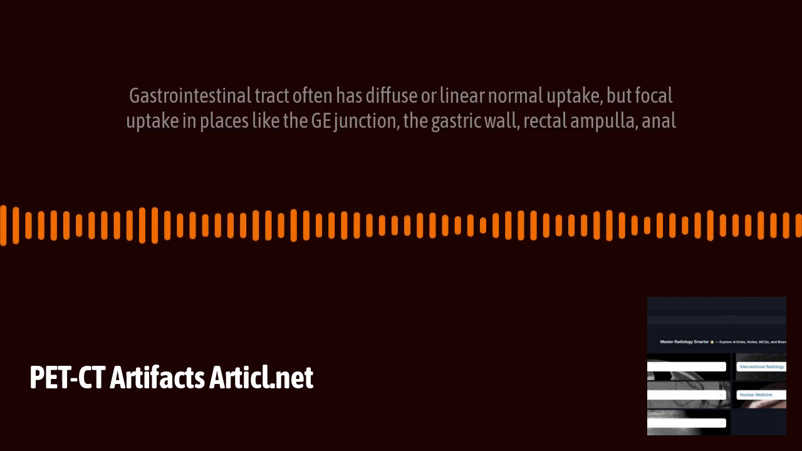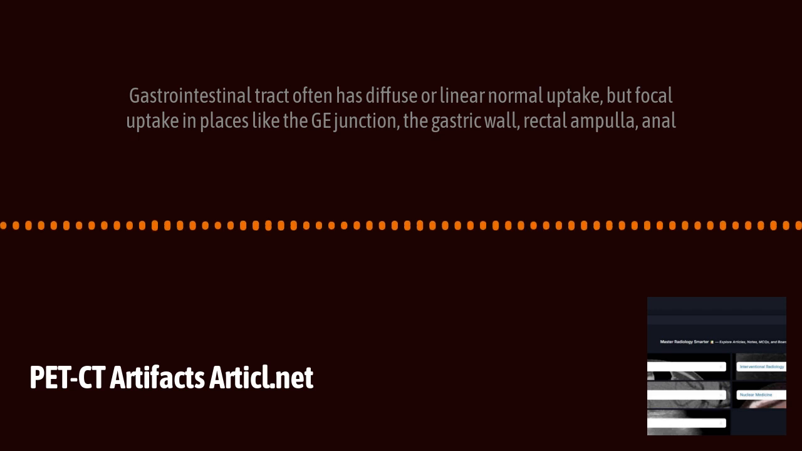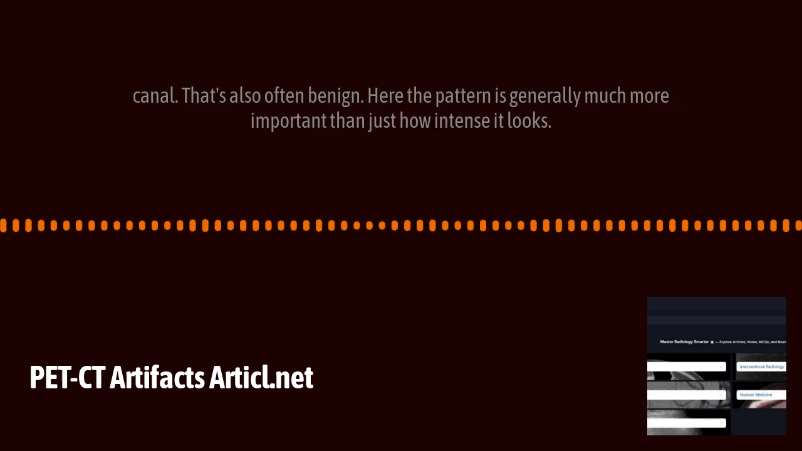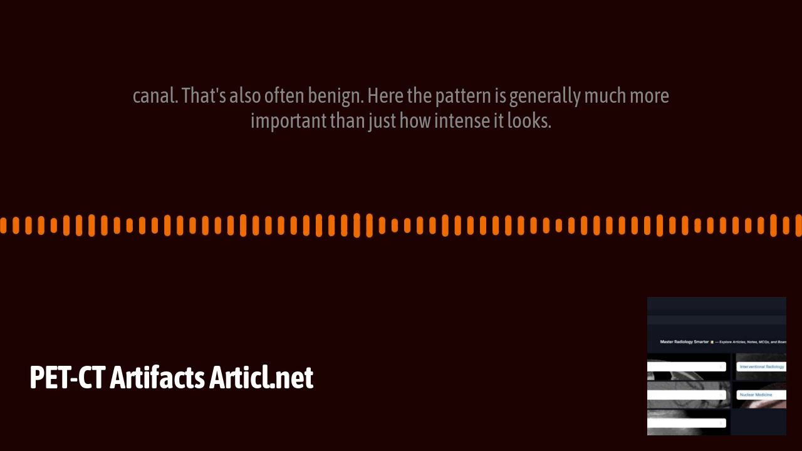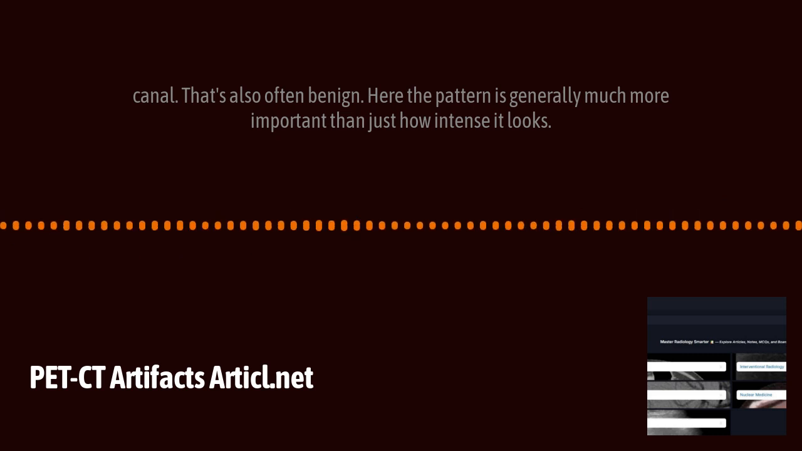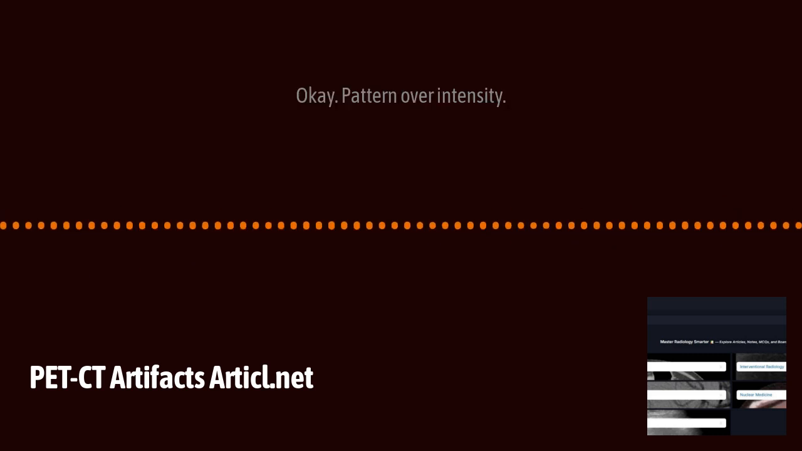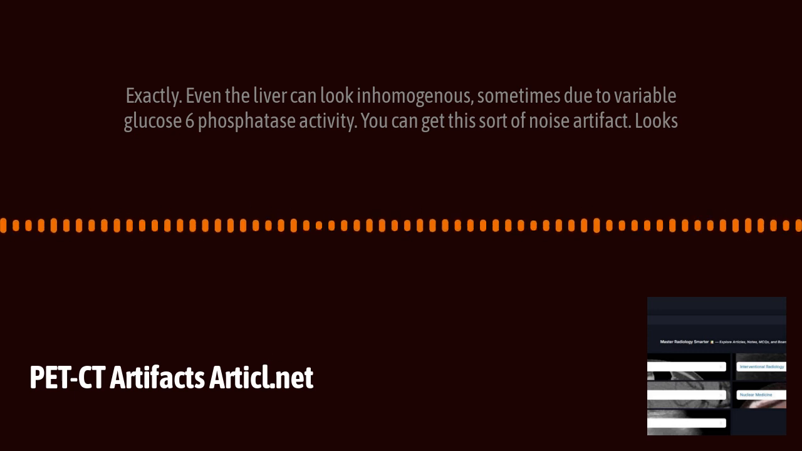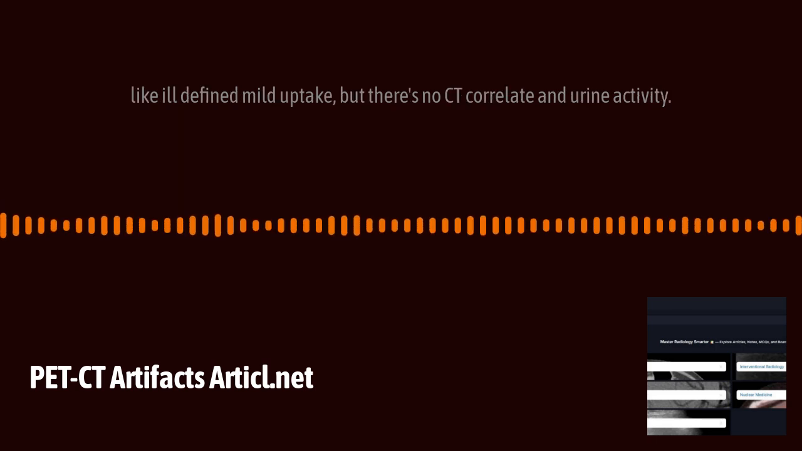Gastrointestinal tract often has diffuse or linear normal uptake, but focal uptake in places like the GE junction, the gastric wall, rectal ampulla, anal canal, that's also often benign. Here, the pattern is generally much more important than just how intense it looks. Okay, pattern over intensity. Exactly. Even the liver can look inhomogeneous sometimes due to variable glucose-6-phosphatase activity. You can get this sort of noise artifact, looks like ill-defined, mild uptake, but there's no CT correlate.